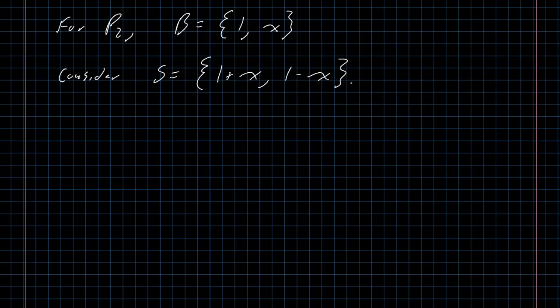In P2, I'm sorry, I don't want P2. I want P1, the set of all linear polynomials. We can use as a basis for the set of all linear polynomials the functions 1 and x. I claim that I can write any linear polynomial as a linear combination of the basis vectors 1 plus x and 1 minus x.